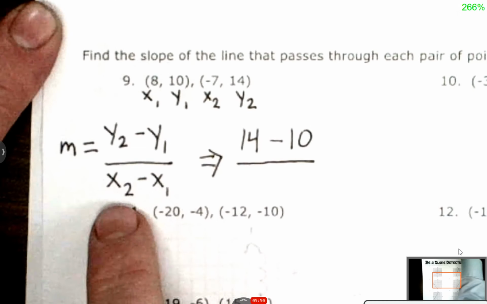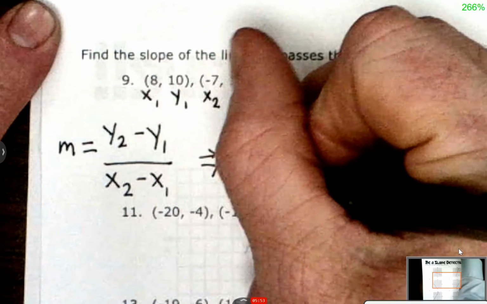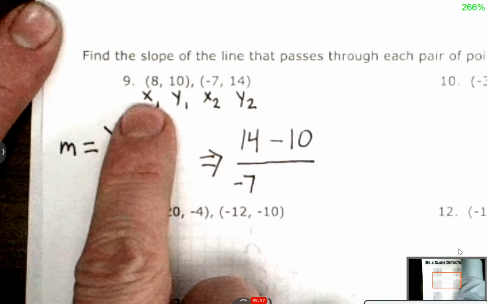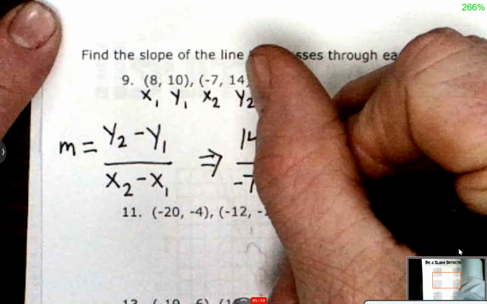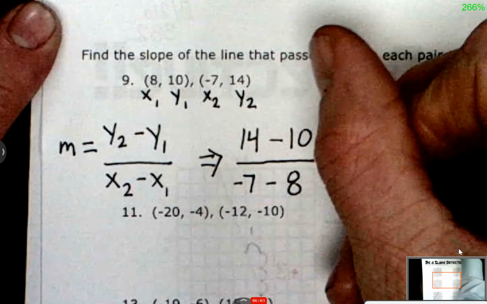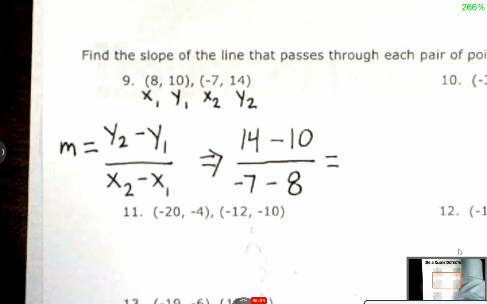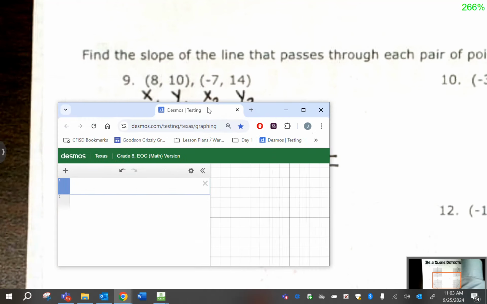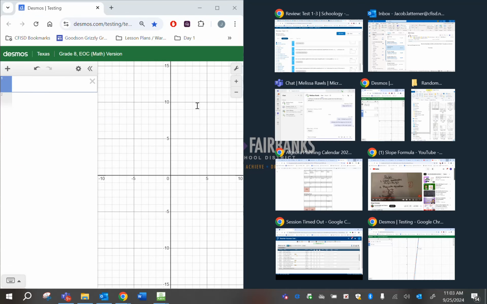Next up, my x2 is negative 7. My x1 is 8. I'm going to do minus 8. And this is where I would recommend taking this and doing it in the calculator. So I'm going to open up a tab of Desmos, and we're going to plug in exactly that equation.